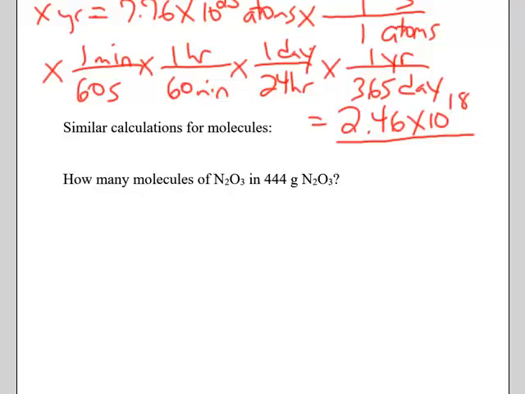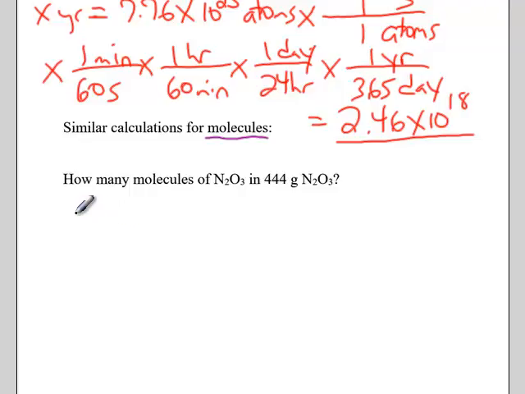So far we've been dealing with just atoms. Now we're going to do something similar, but now we're going to be dealing with molecules. So say we had the question, how many molecules in 444 grams of dinitrogen trioxide?